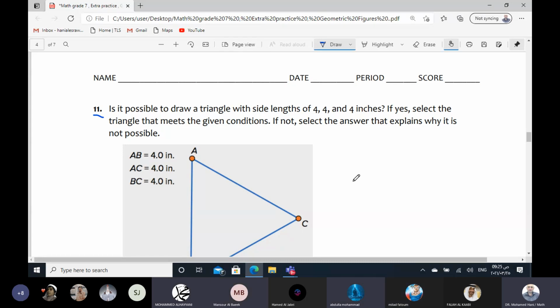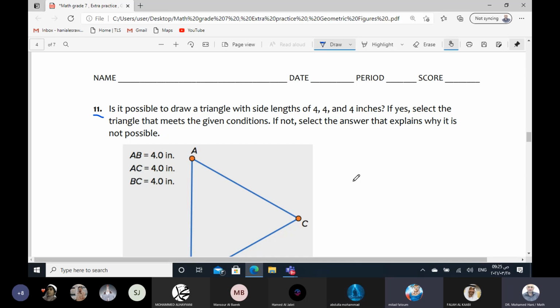Can we draw a triangle with these sides? If we can, why? And if we cannot, why? Yes, we can, because if we add two numbers, the sum should be greater than the third number.